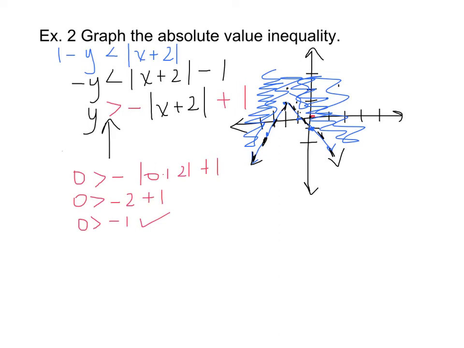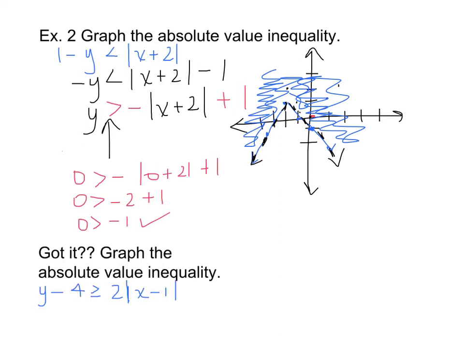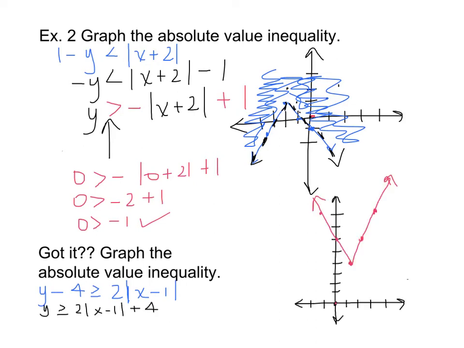So now you try one. Okay, here's yours to try. Don't forget to get y by itself first, and then we'll check our answers. Okay, here's my graph. I started with my 5 points, and I did a vertical stretch of 2, so that's why it looks a little narrow. And I shifted them right 1, up 4. And since it says greater than or equal to, I have a solid line, and everything greater would be inside the V.